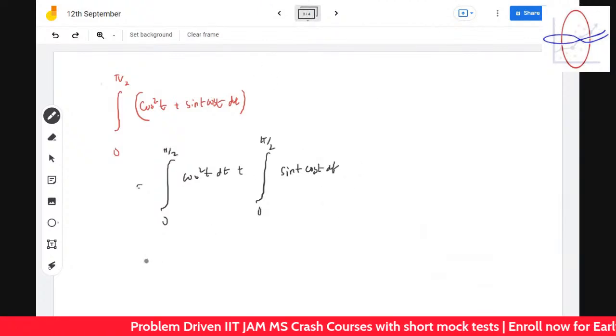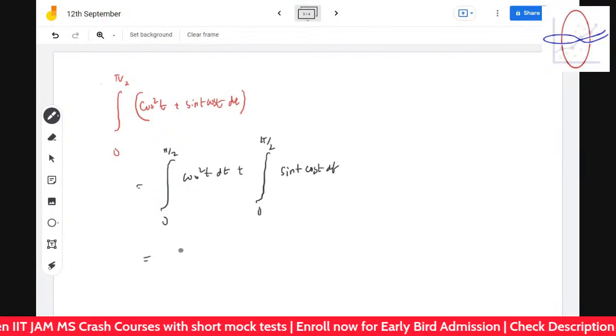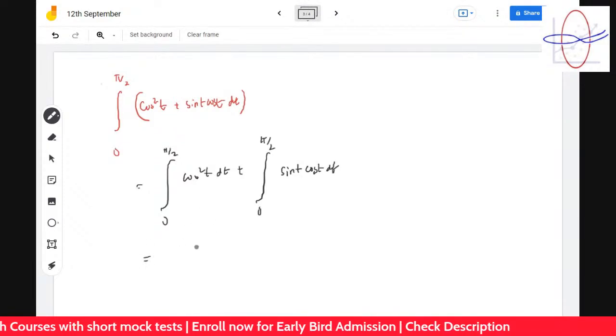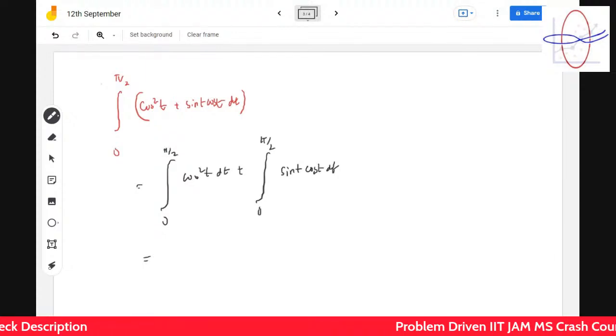It's very easy. So you can just write cos square t as (1 + cos 2t) by 2. I am just writing down the basic final result. I'm not doing the integration. You can do it by substituting the whole thing, and it's very easy, okay? And you can do that.